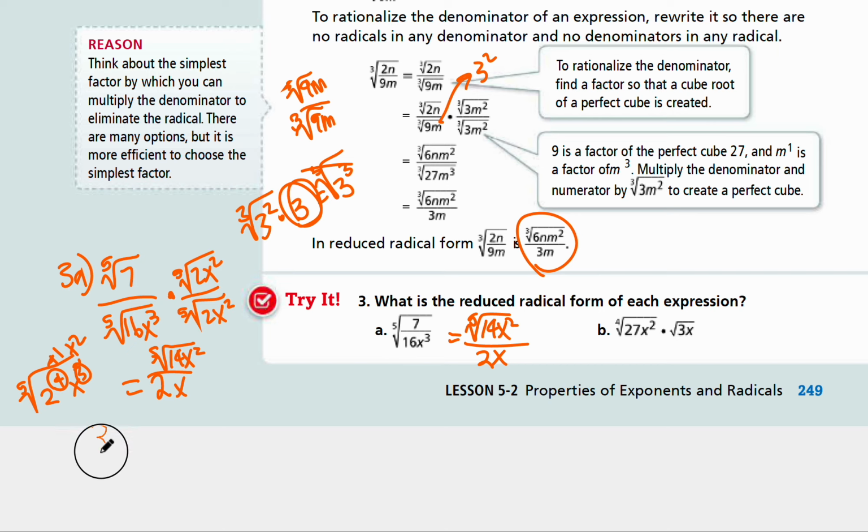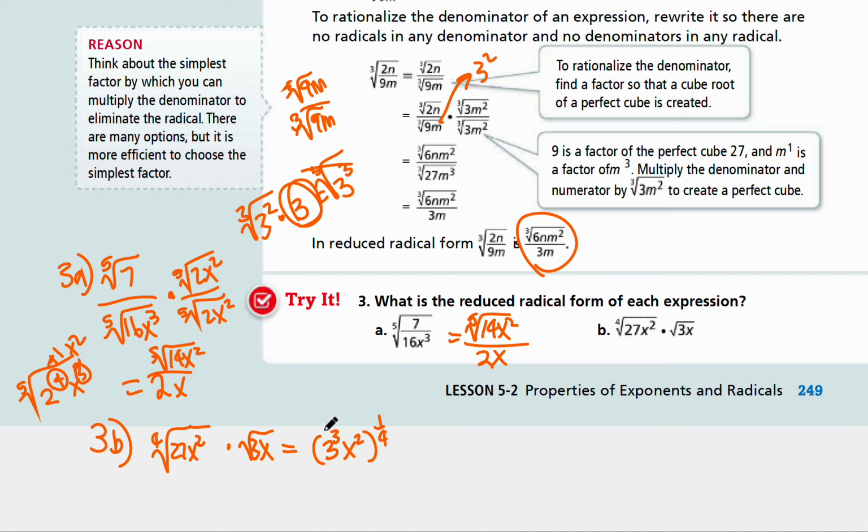Let's look at part B, 3b. You have fourth root of 27x squared times square root of 3x. So you can rewrite this in rational form. You have 27x squared, but let's write this as a power of a reduced base as well. So 3 cubed x squared to the power of 1/4.